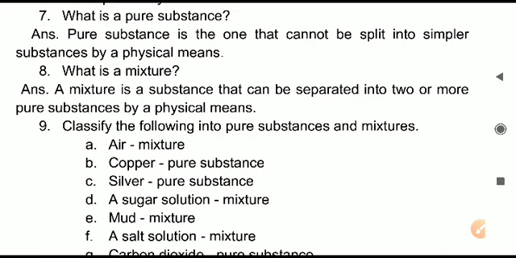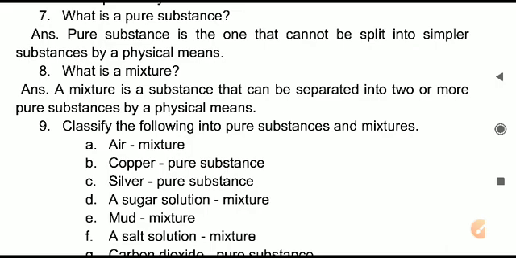What about the mixture? Let us read now question 8. What is a mixture? Answer is, a mixture is a substance that can be separated into two or more pure substances by physical means. Yes, a mixture can separate into pure substances. So the opposite way we can say, when different pure substances are mixed together, then a mixture is made. Like you take hydrogen, oxygen, nitrogen, different gases, and mix all of them. What will form there? It will form a mixture. And that mixture will be called air. Air is a mixture of different gases. These gases are pure substances.